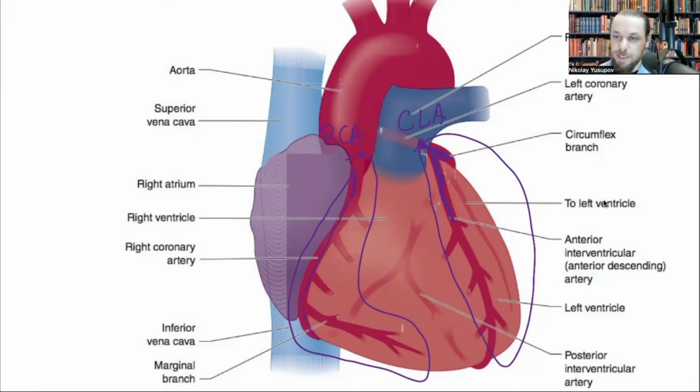You truly don't know it until you take the guy to the cath lab and they open up and take a look, right? Because the inferior wall can be fed by the right coronary artery as it comes here, but also you see how the circumflex goes in the back. So the circumflex can also feed the inferior wall of the heart.